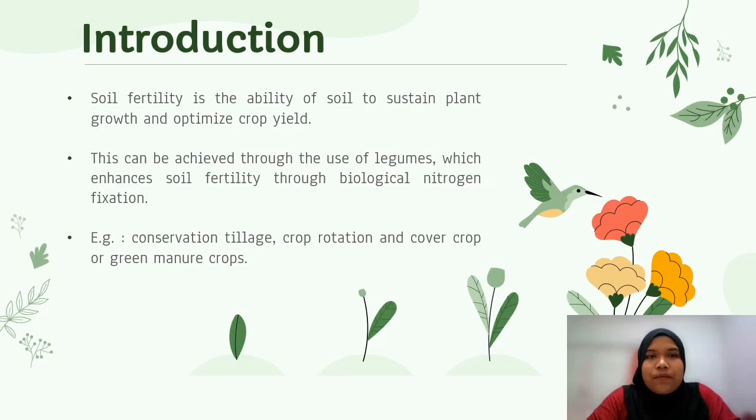Introduction. Soil fertility is the ability of soil to sustain plant growth and optimize crop yield. This can be achieved through the use of legumes, which enhance soil fertility through biological nitrogen fixation. There are many management practices for maintaining soil fertility, for example, conservation tillage, crop rotation, and cover crop or green manure crops.